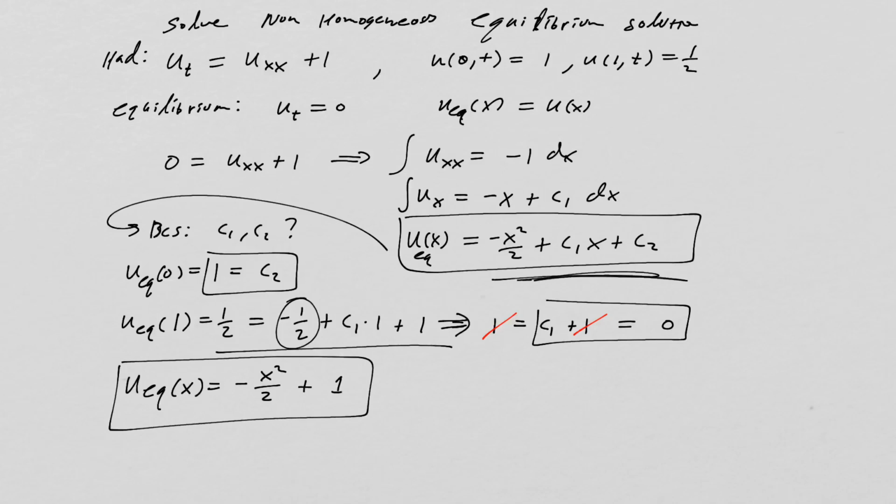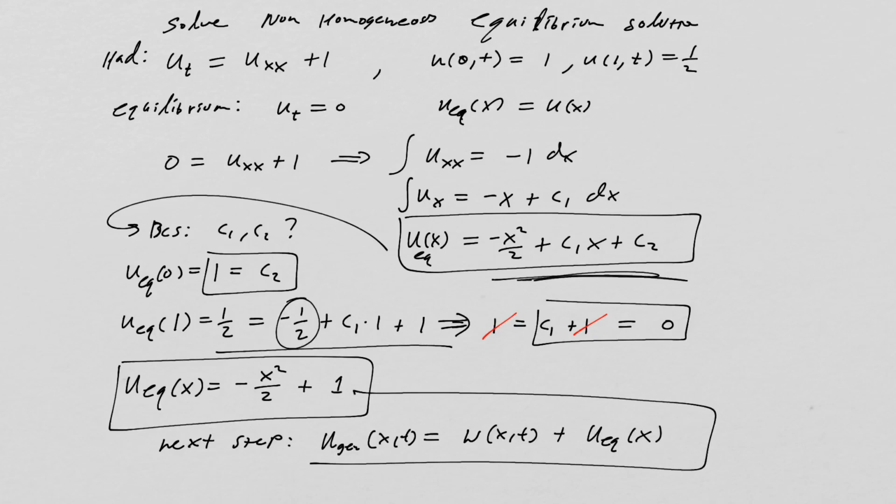All right, so now we have our two things, and now we're going to put them back in. So now the next step, like in every kind of linear algebra problem, if you solve these different components, then you just add them all together at the end. So you have u general solution of x comma t is going to be equal to w of x comma t plus u_eq of x. So let's just write that down on the next page.